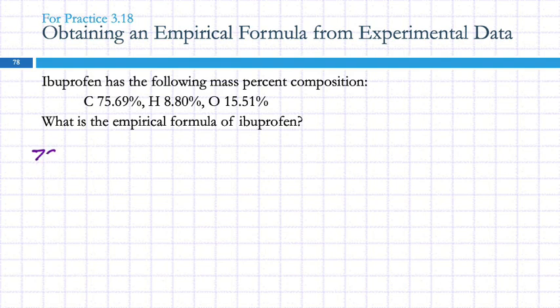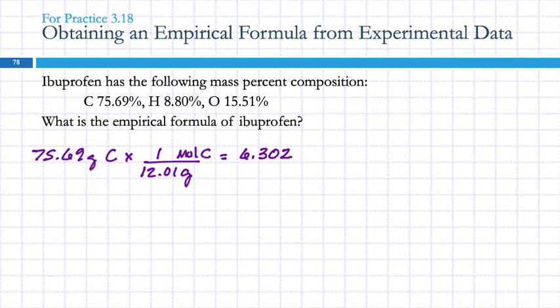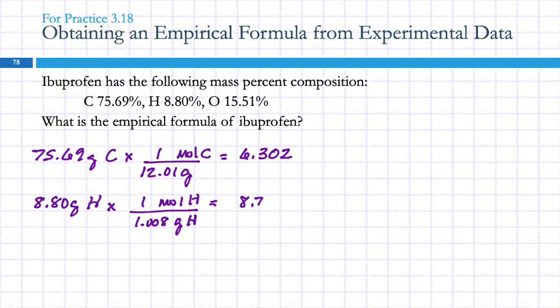So I've got 75.69 grams of carbon. I need to convert that to moles of carbon. So the periodic table says 12.01. So I'm going to get 6.302 and some other digits. For the hydrogen, it's 8.80 grams of hydrogen, and I'm going to convert that to moles. That gives 8.730, and then 15.51 grams of oxygen.